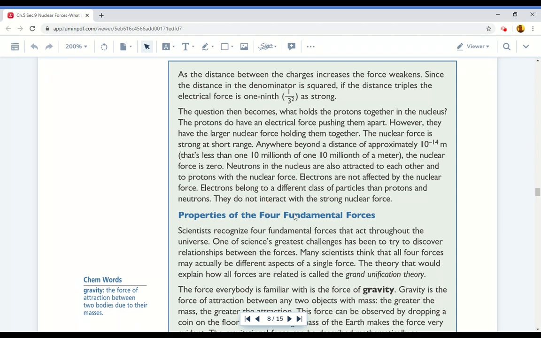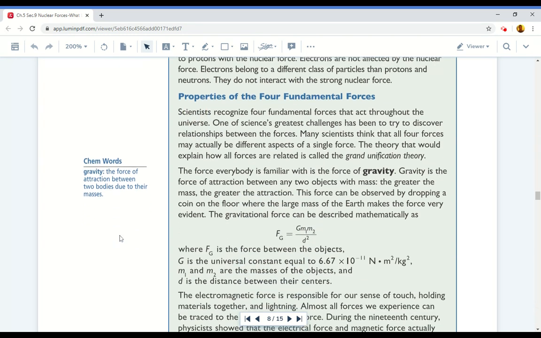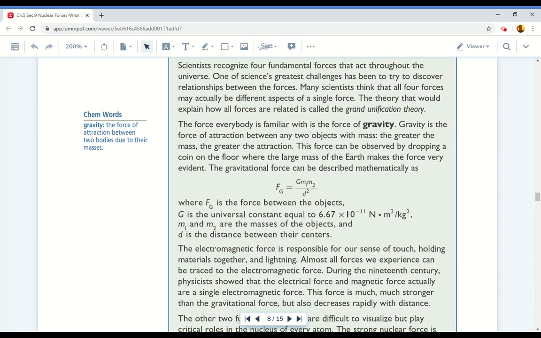Properties of the 4 fundamental forces. Scientists recognize 4 fundamental forces that act throughout the universe. One of science's greatest challenges has been to try to discover relationships between the forces. Many scientists think that all 4 forces may actually be different aspects of a single force. The theory that would explain how all forces are related is called the grand unification theory.